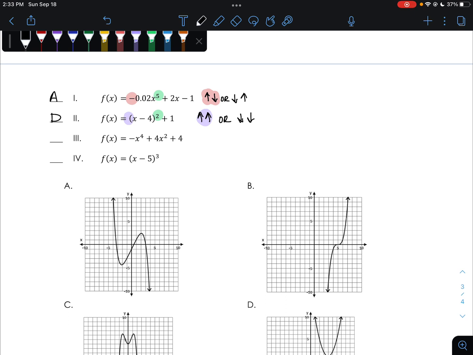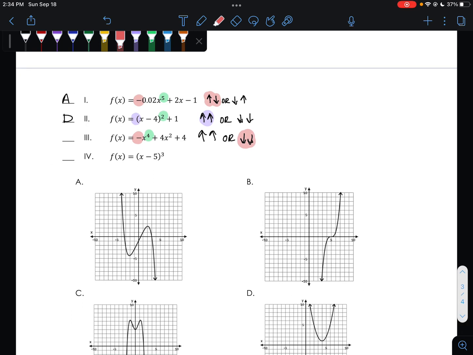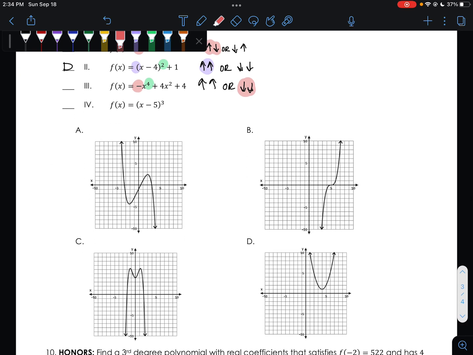Looking at number 3, f of x, we have a degree of 4, which is even. So they're either both going up or they're both going down. Okay, I see that my leading coefficient is negative, which means they're both going down. So looking at my answer choices, that would be answer choice C.